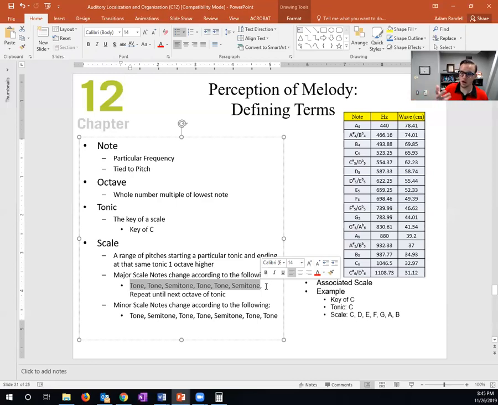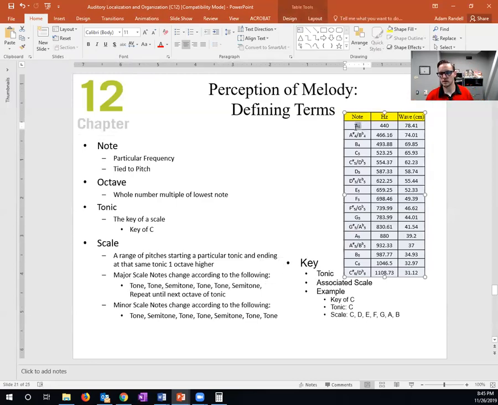Now, a tone would be one of these notes here. Every other note goes up a tone, and every half is a semitone. So from here to here is a tone, from here to here is a semitone.